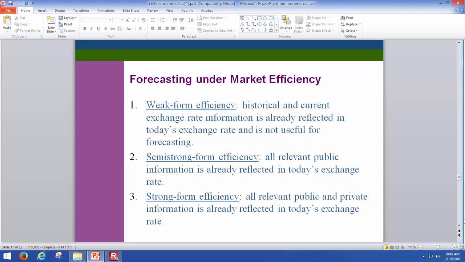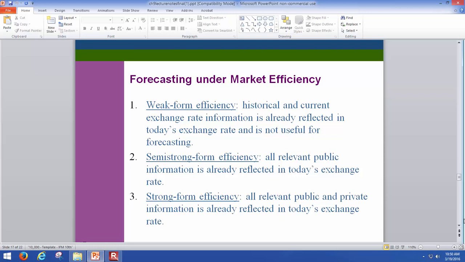Okay. The second one is semi-strong form efficiency. All relevant public information is already reflected in today's exchange rate. For example, you just heard in the news about something happening to Greece, some bad news about Greece, and that can affect the exchange rate of the euro. What we are saying here is that if you run and try to trade the currency based upon the news you just heard, chances are it's not going to help you. The reason is that there are hundreds of foreign currency traders and hundreds of banks, all of whom have a main job of following the exchange rates, and chances are they are going to beat you to this news.